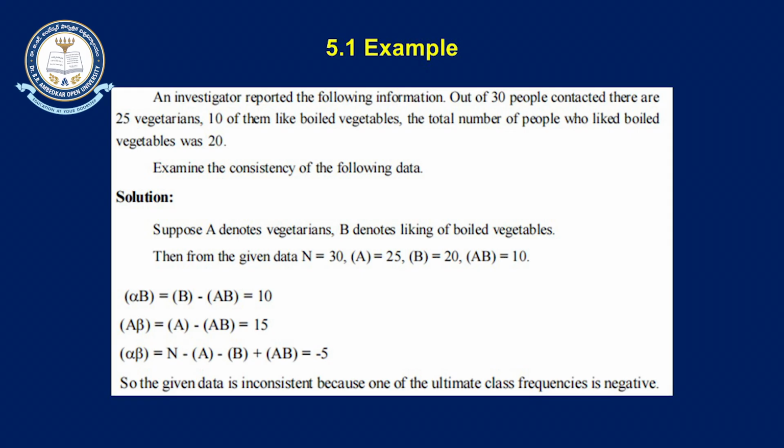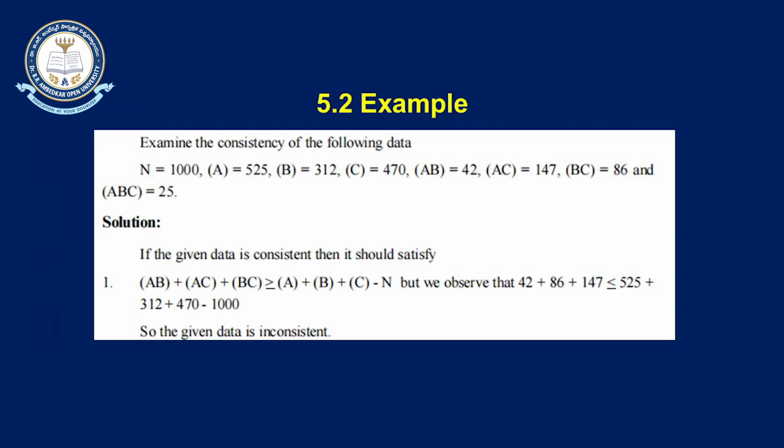This is an inconsistency because one of the attribute frequencies is negative. If all are positive, then it is a positive frequency, otherwise negative. So the negative frequency you can directly mention in the example. Here also you can check that the data is inconsistent because the condition fails.